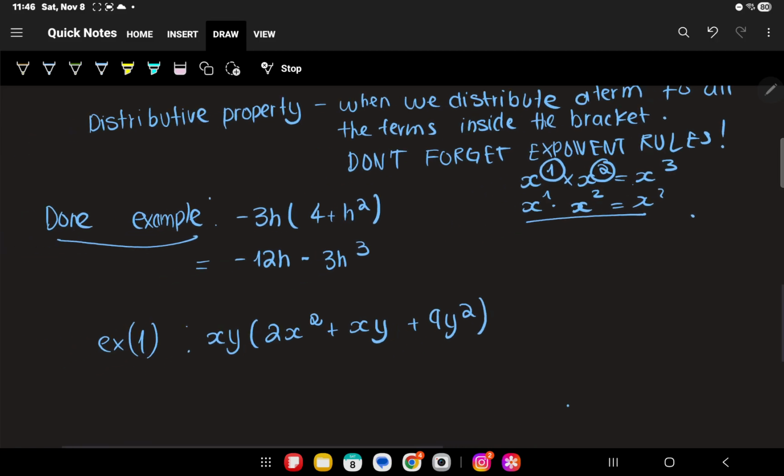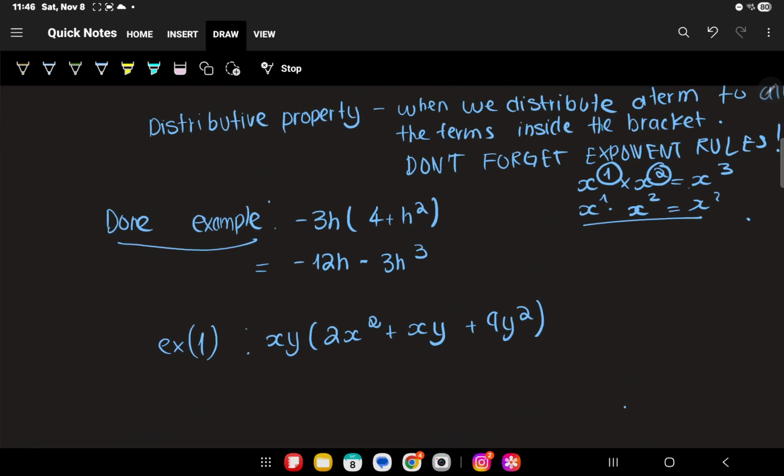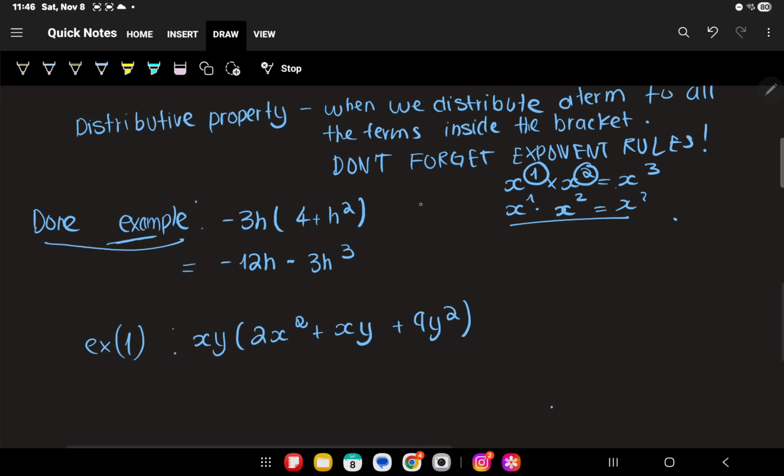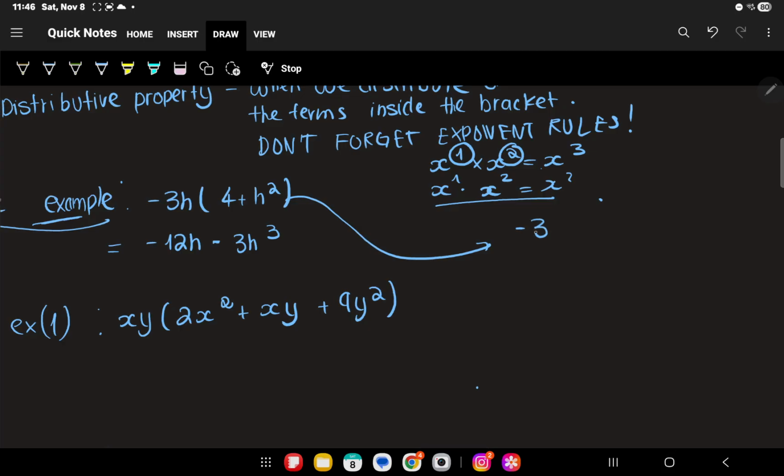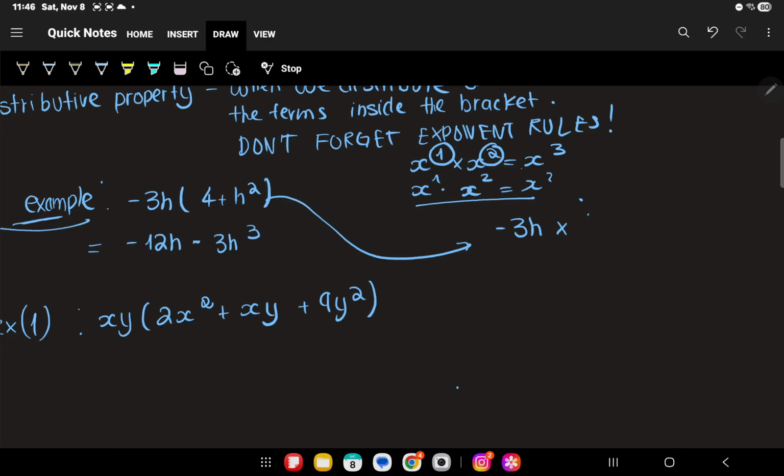Okay, alright, so let's try an example. This is a done example for you guys. So we have negative 3h brackets 4 plus h squared. When in math, we see a term next to something, separated by brackets, that just indicates multiplication. Okay, alright, so what this translates into is essentially negative 3h multiplied by 4 plus h squared.